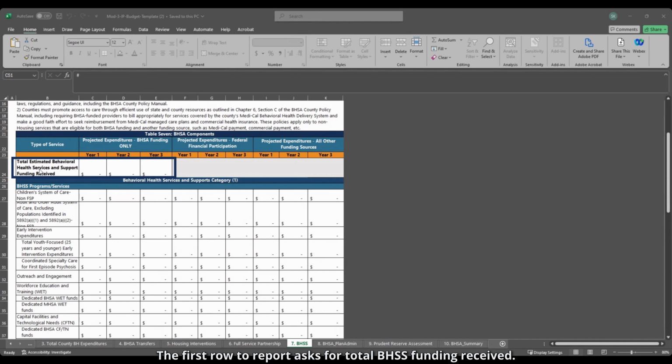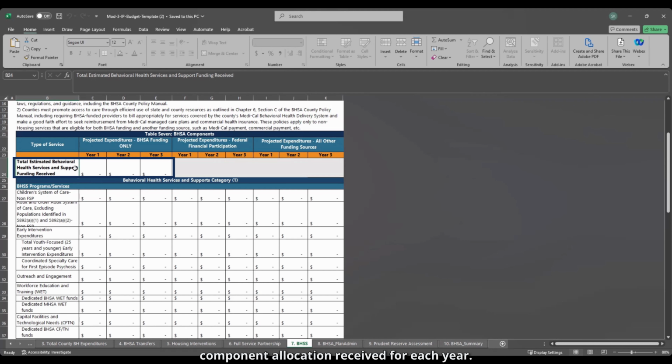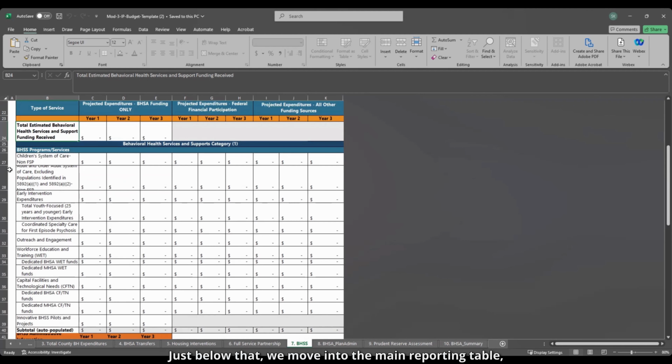The first row to report asks for total BHSS funding received. Counties will input the total estimated BHSS component allocation received for each year. Just below that, we move into the main reporting table, where counties will project BHSS expenditures across the 3 years of the integrated plan. You'll complete this table for each of the 3 fiscal years and for 3 different funding sources, just as we did in the last sheet.